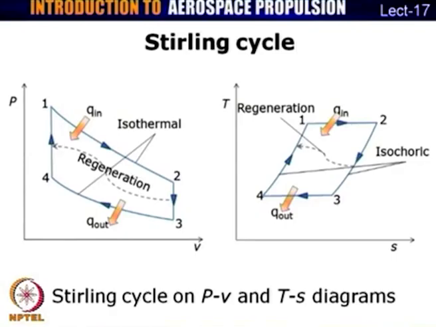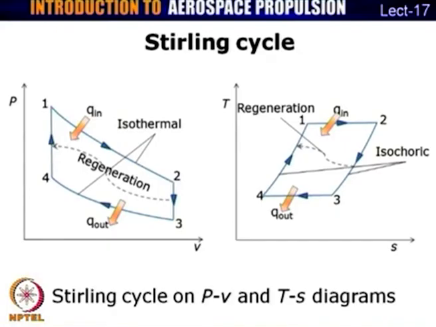Process 2-3 is a constant volume process. It is a regeneration process during which energy is transferred from the cycle or from the working fluid to the regenerator, which is a thermal energy storage device. Process 3-4 is an isothermal heat rejection process, during which heat is rejected from the cycle. Process 4-1 is again a regeneration process, during which heat is transferred back to the fluid from the thermal energy storage device. On a TS diagram, the Stirling cycle looks like this.